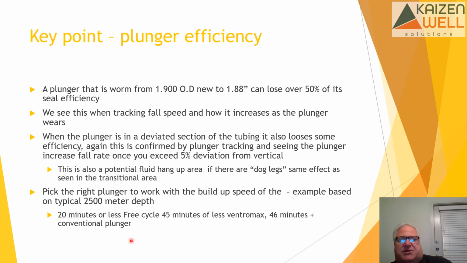You want to pick the right plunger to work with the build-up speed. Now we haven't talked too much, we've been talking about seal types, not plunger types. So you typically have a ball and sleeve, two-piece pacemaker, free cycle, rapid cycle, quick trip. There's all sorts of different names for it. Then you'll have like the Venturi, Ventromax, Rattler is another one. We've got the ProFlight plunger that we use, which has a little bypass port in it that increases that flow area. And then you'll have your conventional plunger.